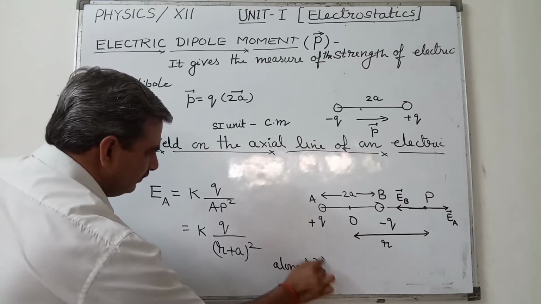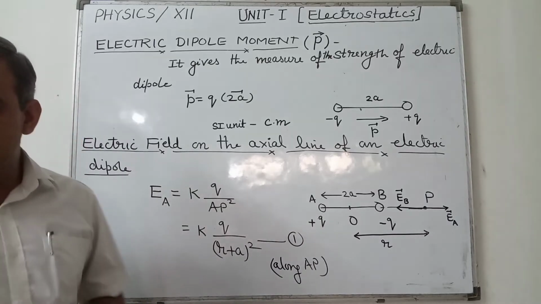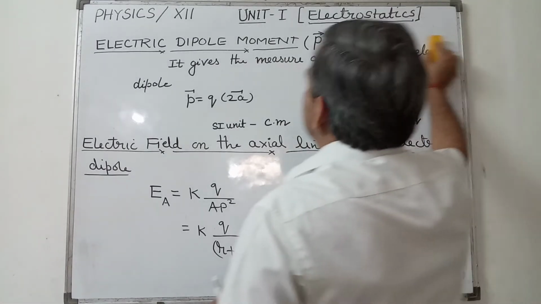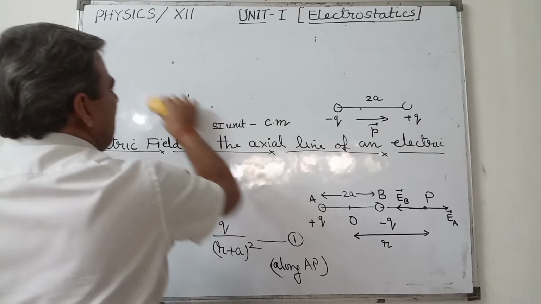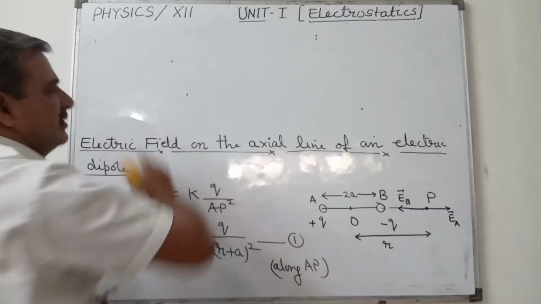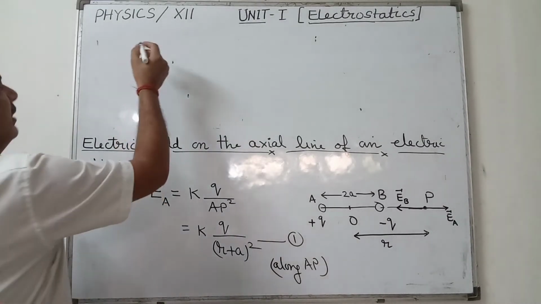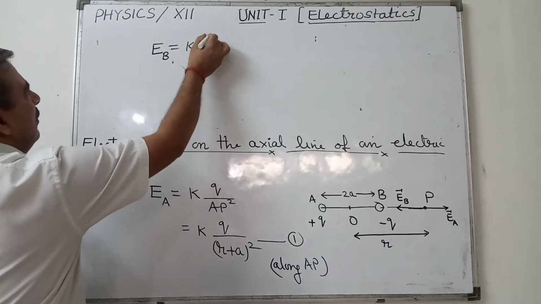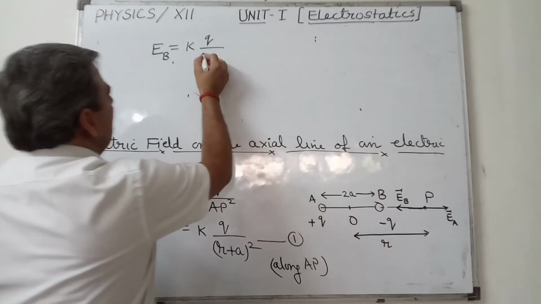Along AP. And say this is equation number 1. In the same manner, we can write here the value for EB also. Means the electric field at the point P due to the charge placed at B, which is the negative charge. Here negative and positive represents only the direction. So here now EB can be written as K again Q over this distance BP square.